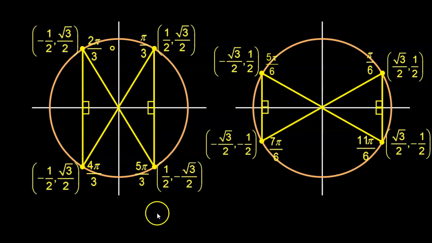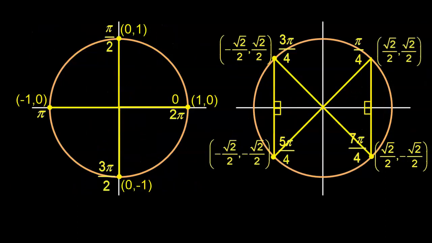Okay, and so we've come to an end almost here, so I'm just going to summarize. The left unit circle has the coordinates at those angles with a reference angle of pi over 3. And the unit circle on the right has those coordinates for angles with a reference angle of pi over 6. Okay, and then from earlier in this video, we of course had the quadrantal angles, as well as the angles with a reference angle of pi over 4.